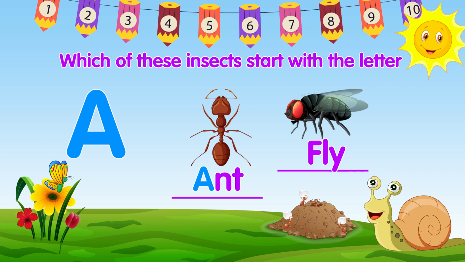Can we spell the word ant? A-N-T, ant. Can we say it one more time? Ant. A-N-T. Good job. You did a fabulous job. You are so correct. Ants start with the letter A. Can we say goodbye to ants for now? Goodbye, ants. See you later.